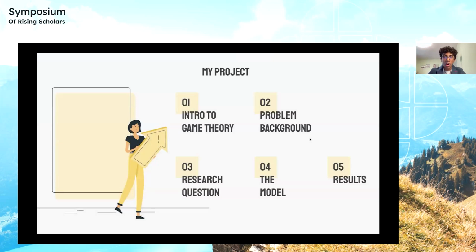For a table of contents for my project, I'm going to start with an intro to game theory, then go into a problem background, then a research question, the model, and finally my results.